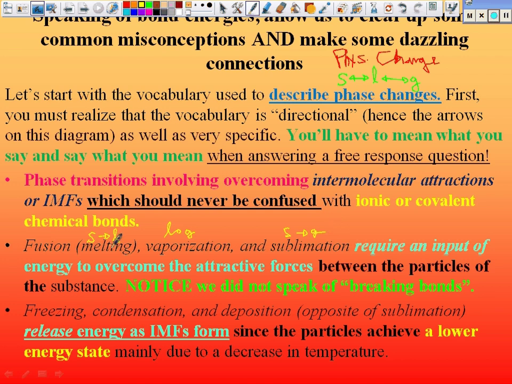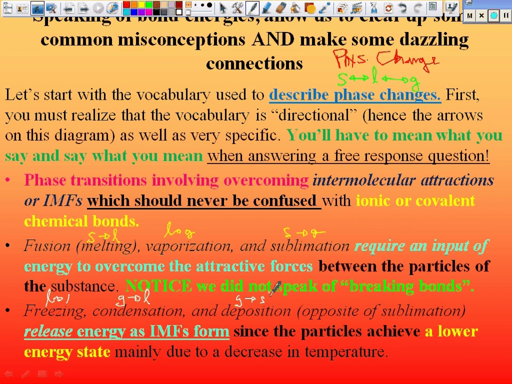Freezing. What's happening in freezing? Okay, all right, so we've got liquid to solid. Condensation, we're going from gas to a liquid. And deposition. Very good. Gas to a solid. So all those things are getting closer together. Now, again, are bonds being formed? No. What's being formed? Forces.